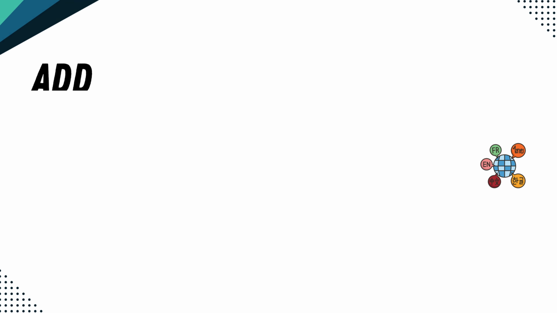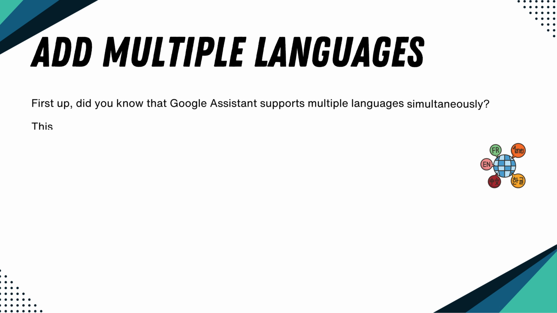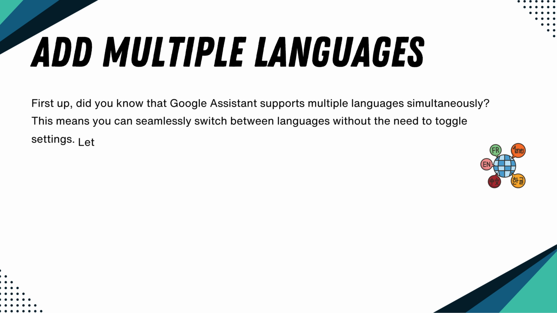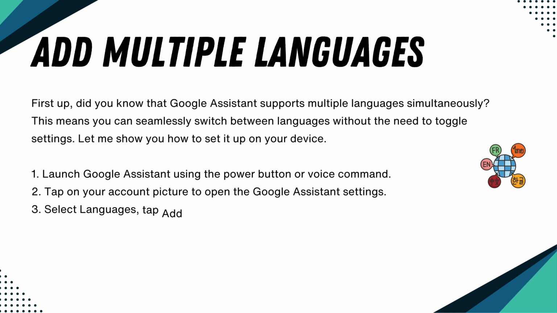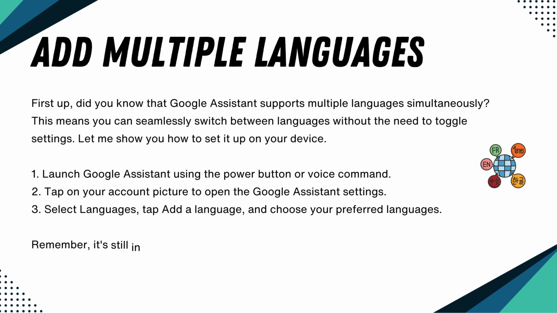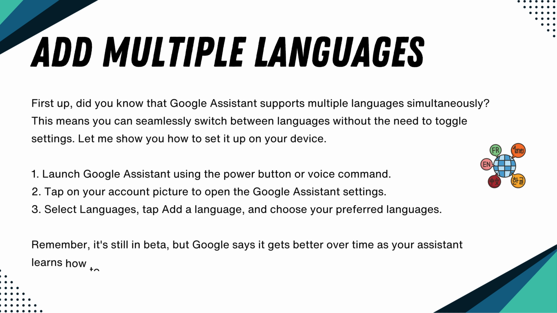Tip 1. Add multiple languages. First up, did you know that Google Assistant supports multiple languages simultaneously? This means you can seamlessly switch between languages without the need to toggle settings. Let me show you how to set it up on your device.